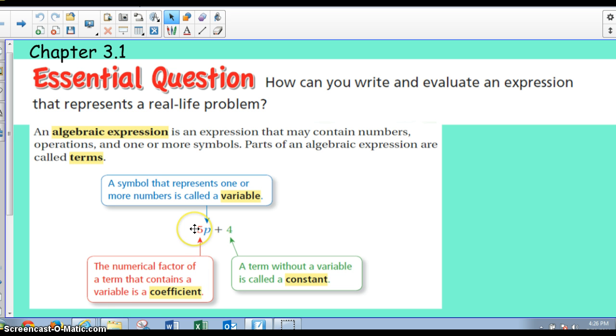The coefficient tells you to multiply the variable. It goes along with the variable. It's also always in front of the variable. A term without a variable is called a constant. That number's not going to change in your expression. All right, so if you would take these notes and come back when you're done.